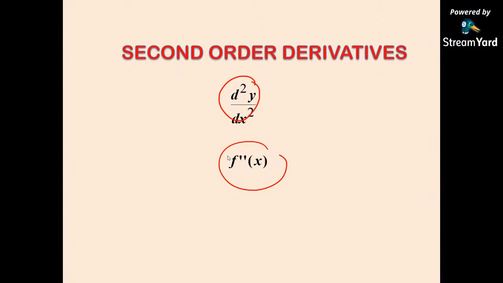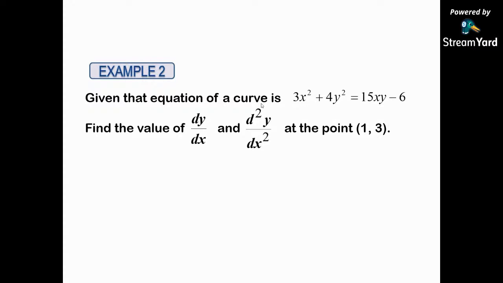Basically, from your dy over dx, you just need to differentiate them again. So we already have dy over dx before this. You simply differentiate this again with respect to x. So it will become d2y over dx square then. Right, so example 2, given the equation of the curve is 3x squared plus 4y squared equal to 15xy minus 6, find the value of dy over dx and d2y over dx squared at (1, 3).